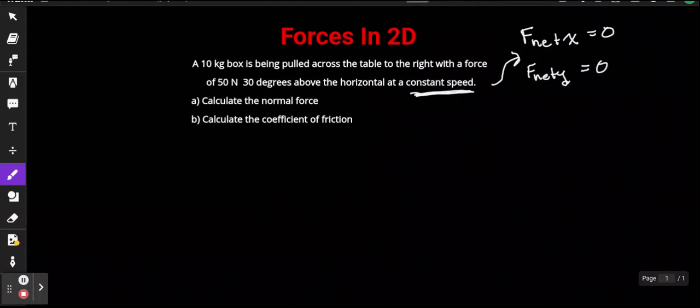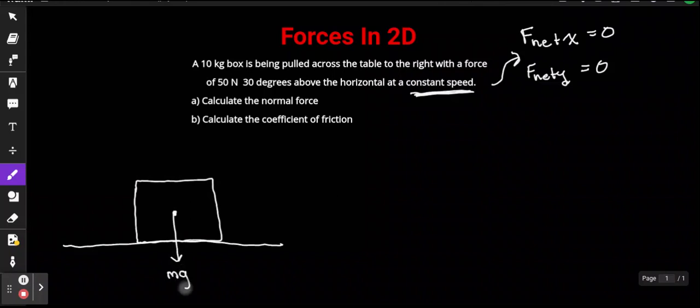Okay, so the first part is asking us to calculate the normal force. Again, before we go into this, let's draw a free body diagram. In part B, it asks for the coefficient of friction, so we know that there is a friction force acting on this box in the opposite direction. We have the force of gravity, mg, the normal force, the force of 50 newtons, which is 30 degrees above the horizontal, and then we have our force of friction.